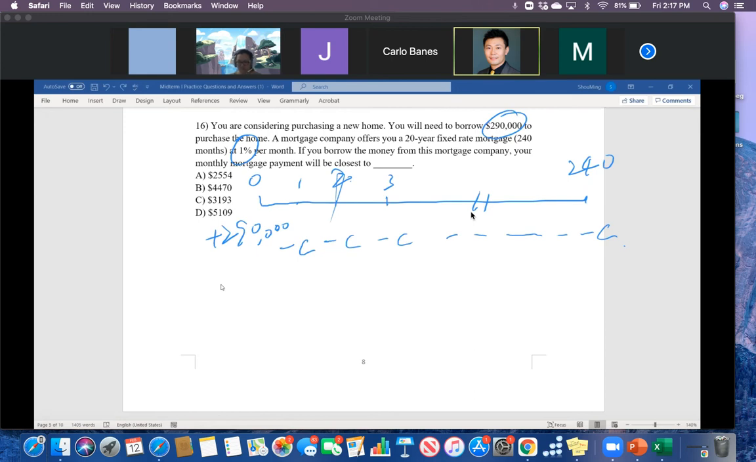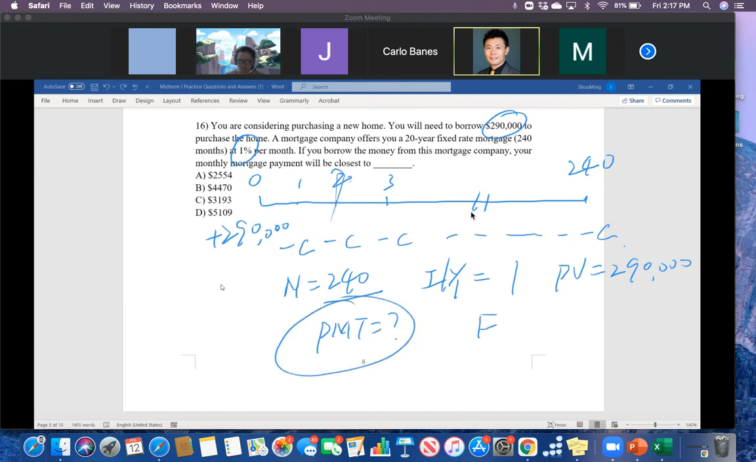So again, we can easily use the time value of money function. N would equal 240 months, 240 time periods. Interest rate, simple, 1, because we need to use a monthly interest rate to match our monthly cash flows. Our present value is the money amount you borrowed today, 290,000. Period payment is what we want to calculate. And remember, this period payment is the monthly cash flow. Future value is 0, right? So by doing that, you can easily calculate the correct answer is C.